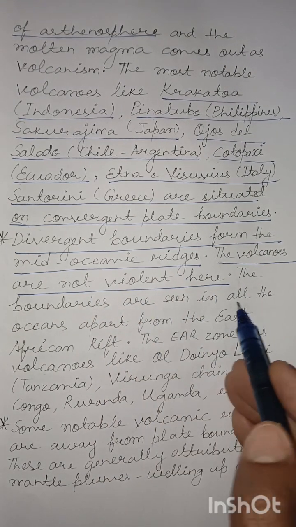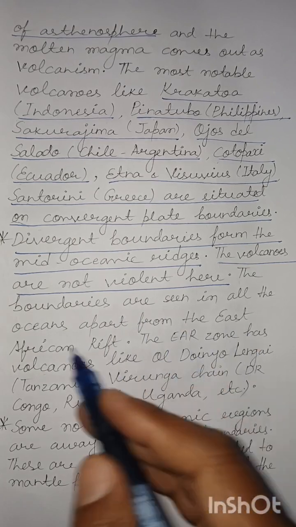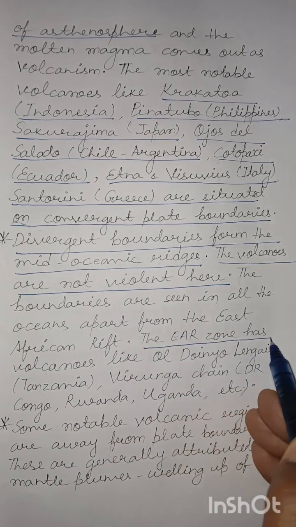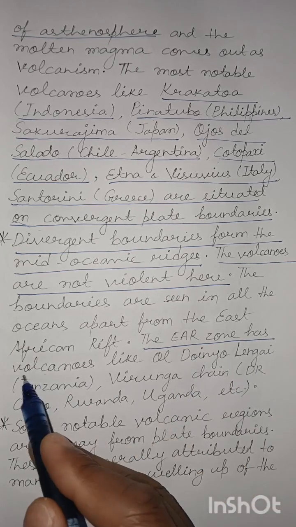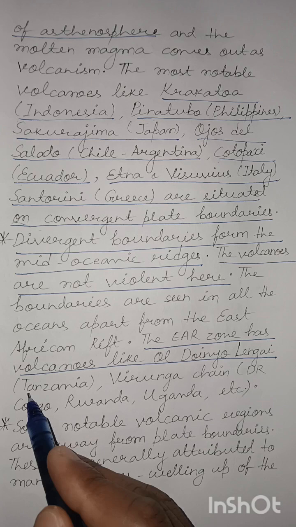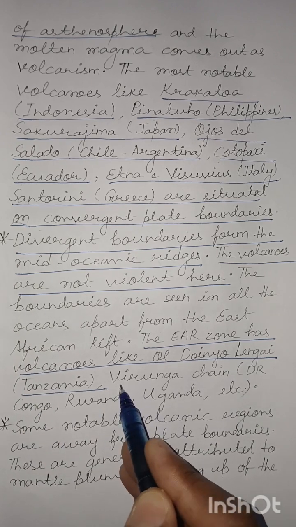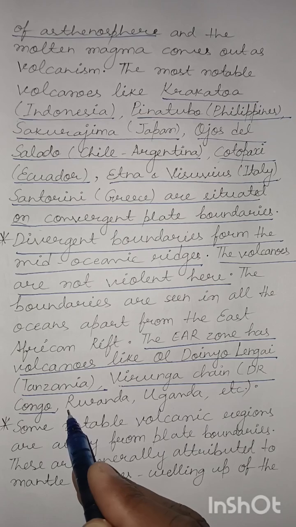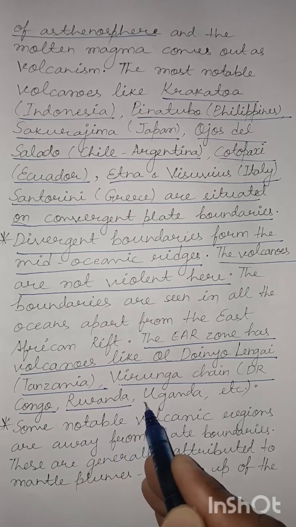The boundaries are seen in all the oceans apart from the East African Rift. Now talking of the East African Rift zone, it has volcanoes like Ol Doinyo Lengai, which is in Tanzania, and then come the Virunga chain, which are in the Democratic Republic of Congo, Rwanda, Uganda, etc.